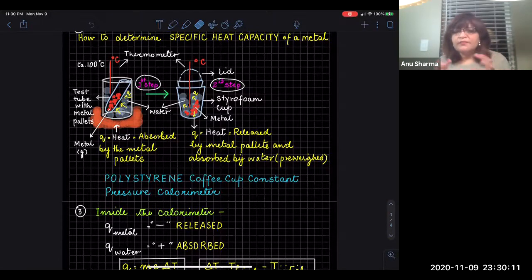So when they are mixed, the heat flows from the metal to the water. The metal, which was initially hot, is going to lose heat to the water. So it's releasing heat. Water, which was at a colder temperature, is absorbing heat. So the heat is flowing from the hot metal pellets to the cool water. This process continues until the temperature equalizes in both substances, the water and the metal. So that's going to be the final reading.